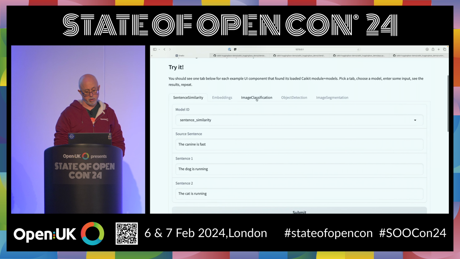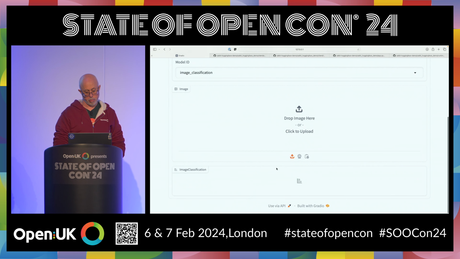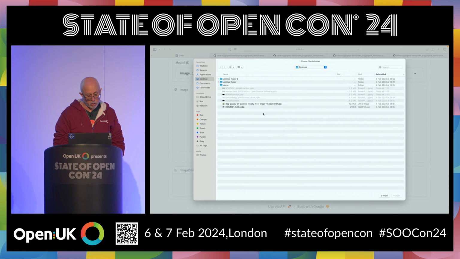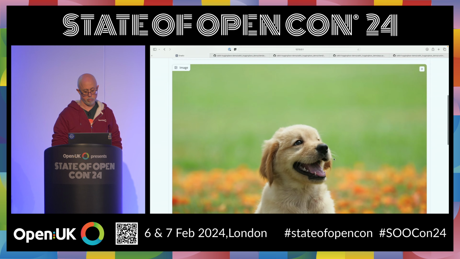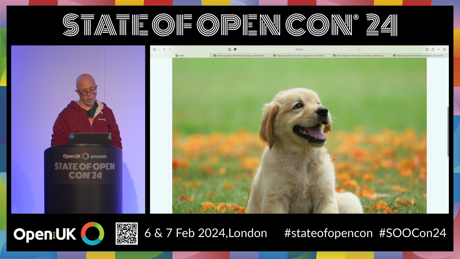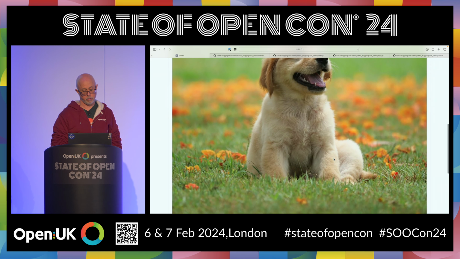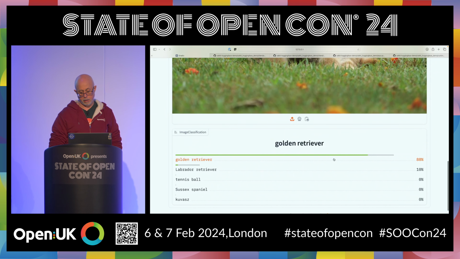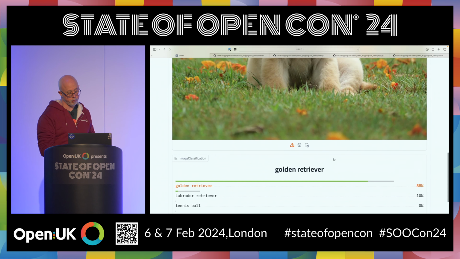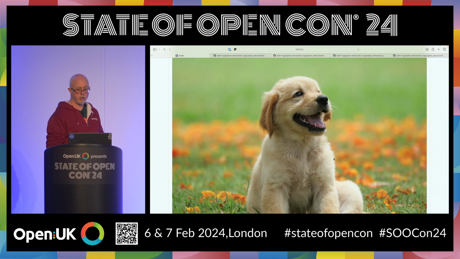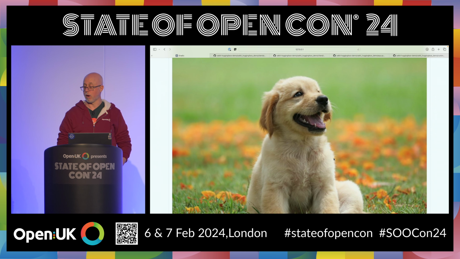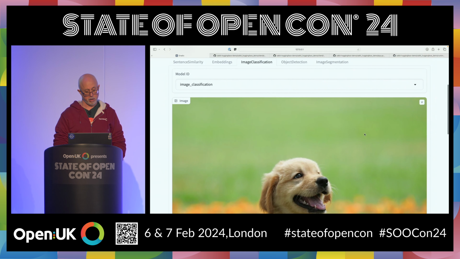If I look at image classification, I'm going to choose an image here. I'm going to choose this dog. Hopefully it's not your dog I got online. Okay, so I want to know what type of dog this is, which is a nice puppy. And it's saying 88% golden retriever. I'm not sure my golden retrievers from my Labrador retrievers. Does that look like a golden retriever? Yeah? Okay, all right, thank you for that. Okay, so that seems to work okay.